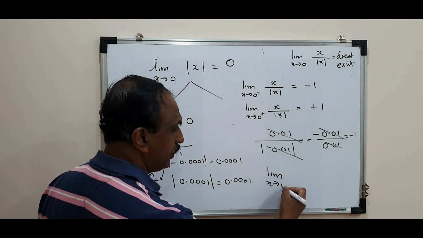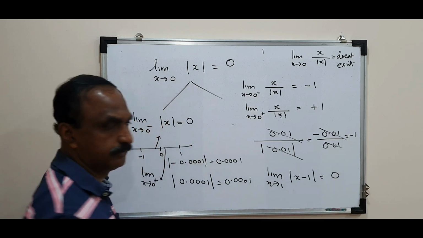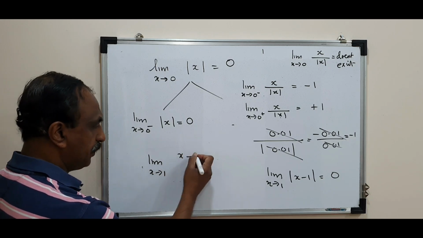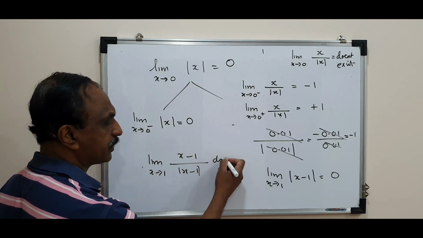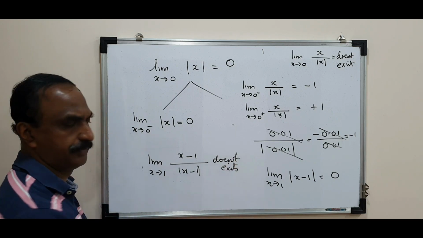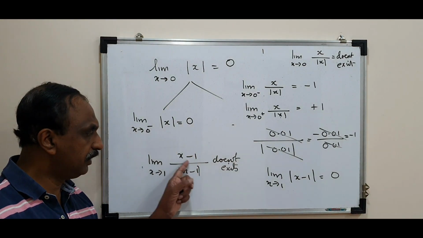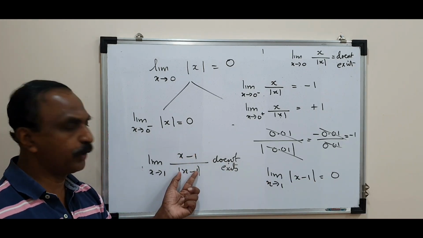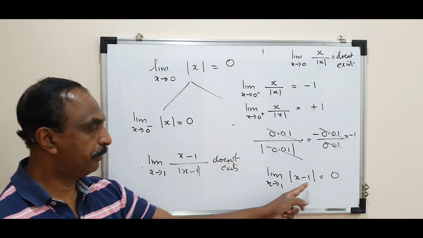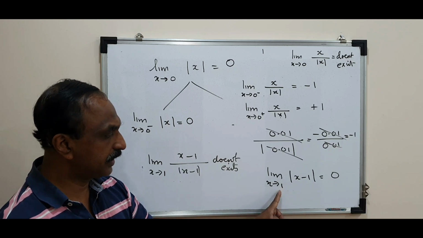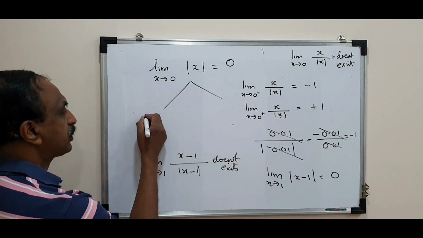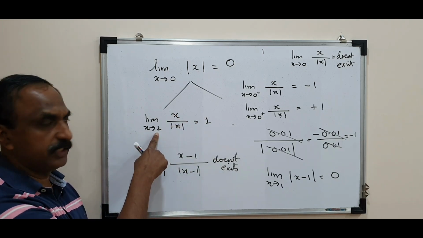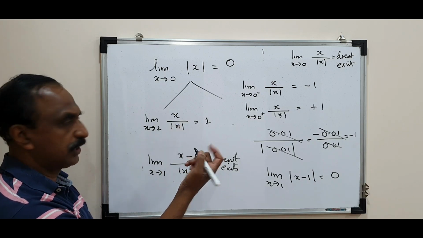So limit x tending to 1, modulus of x minus 1 will be 0, but limit x tending to 1, x minus 1 upon modulus of x minus 1 does not exist. So this is what you have to remember. Whenever the term inside the bracket is tending to 0, and you take the number upon its modulus, the limit will not exist. But if it is not becoming 0, suppose I ask you limit x tending to 2, x upon modulus of x, it will be 1 because 2 is a positive number. So this is positive, this is also positive. So it will give you 1.